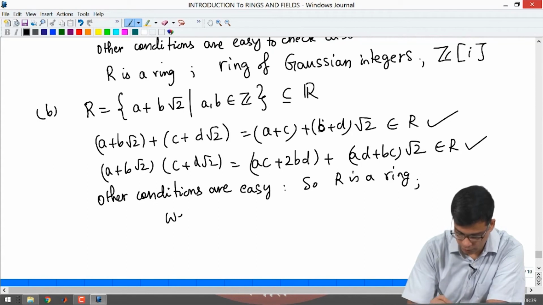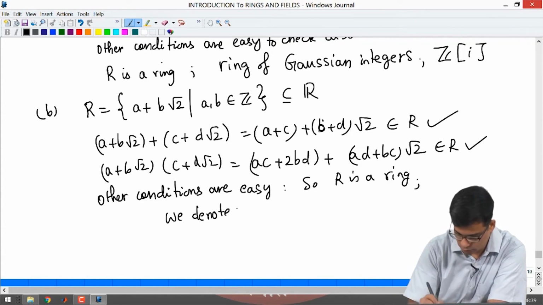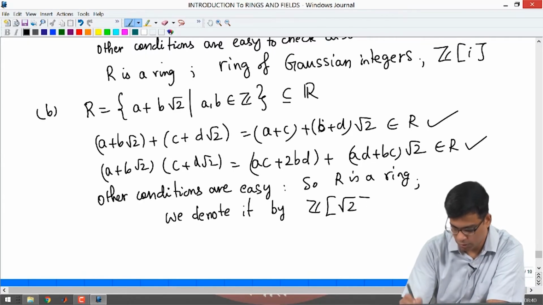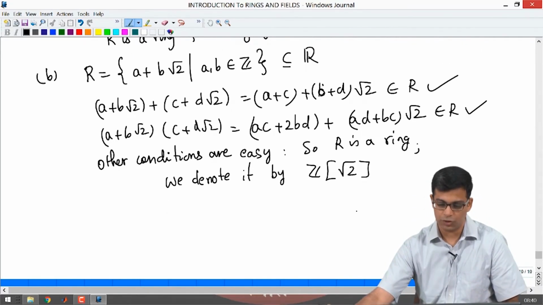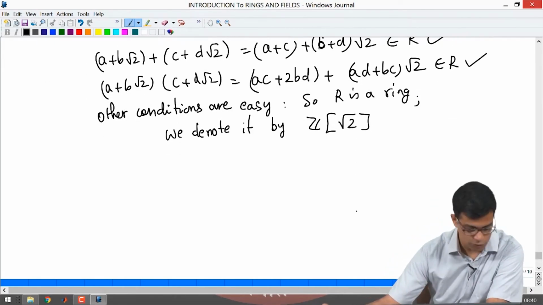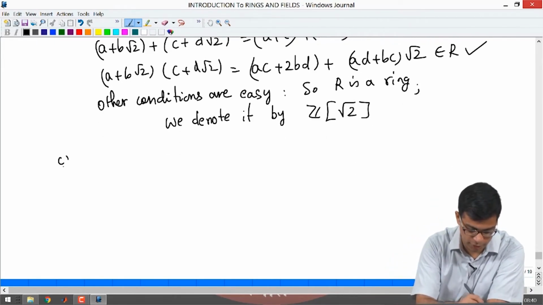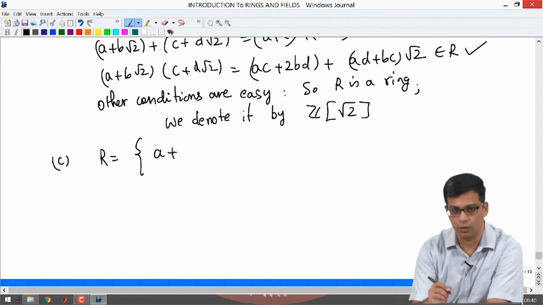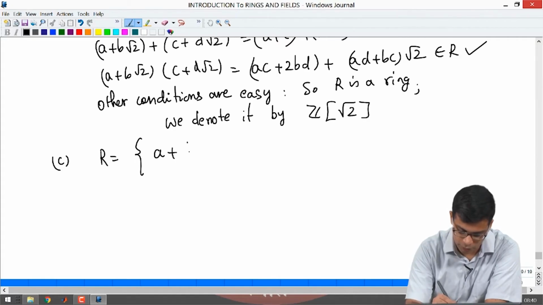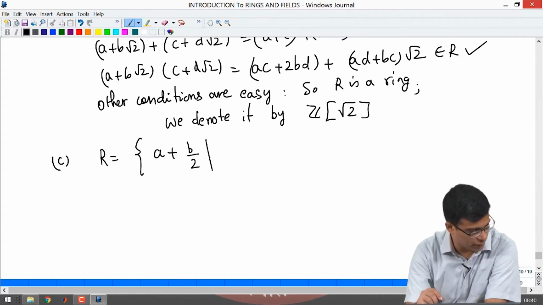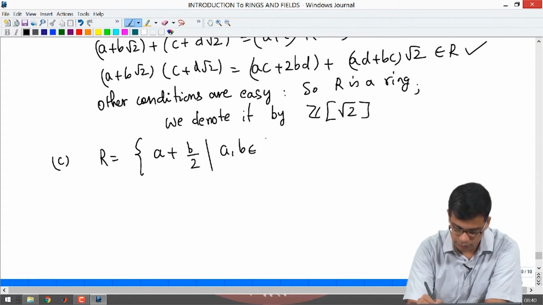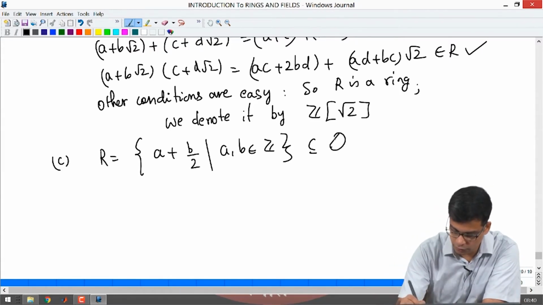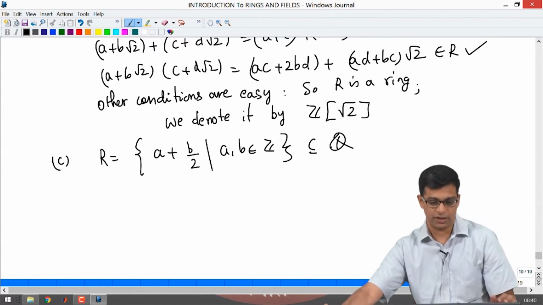We denote it, just following the earlier notation, Z[root 2]. Okay. So, let's now look at the following. Here I will replace i and root 2 of the last two examples by 1 by 2. So, let us say a plus b by 2, a and b are in Z. So, this is actually inside the rational numbers now, right, each of them is a rational number.